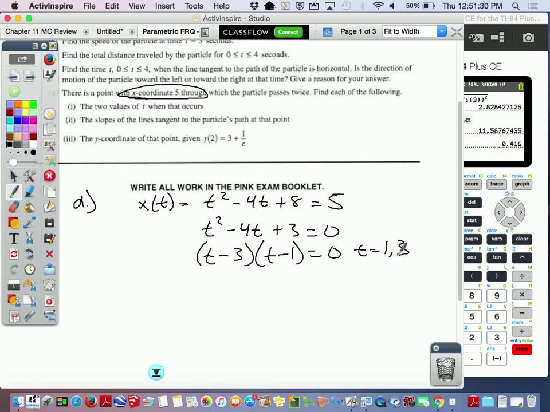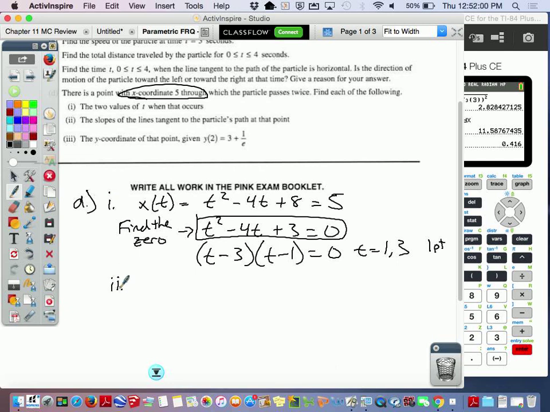Now, if it wasn't easy to factor, you would want to graph this. What you'd want to graph is this piece right here. You would want to find the 0 when you graphed your x of t, once it actually is equal to 0. So these are the two values that the x-coordinate is equal to 5. That's our first point for this problem. So that's part 1 of part D.